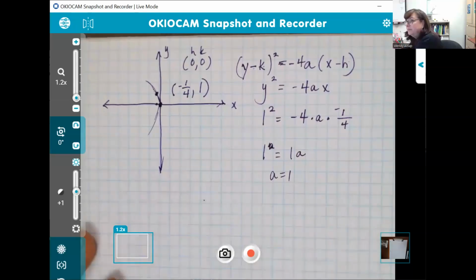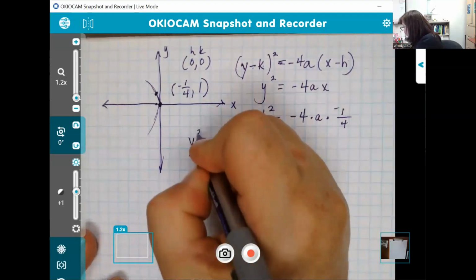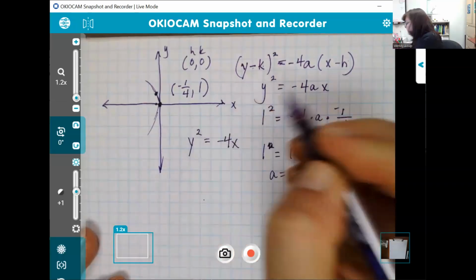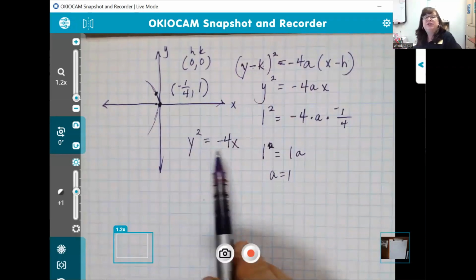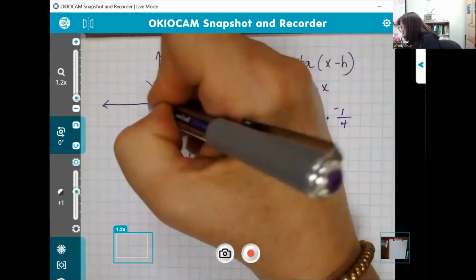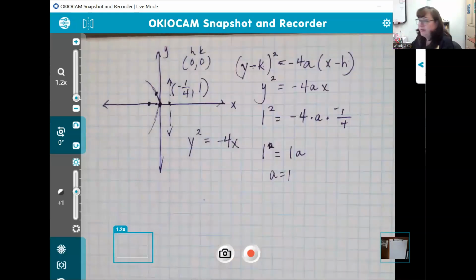My a equals 1. So what is my equation then? My equation is going to be y squared equals negative 4x. So it worked out pretty simply. In which case, if a is 1, then there's my focus, there's my directrix, and I know all kinds of things about my equation and the graph.